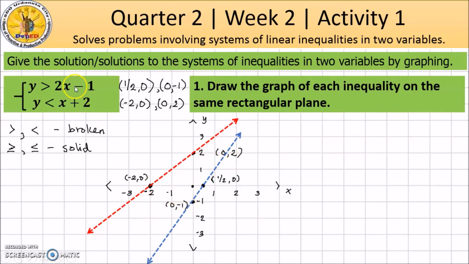So for the first linear inequality, we use blue. And for the second linear inequality, we use red. Now, after connecting the plotted points, we have to decide where we're going to shade the graph. Okay, so for the first linear inequality, since we use greater than, we're going to shade this graph upward. And for the second linear inequality, since we have less than, we're going to shade this graph downwards.